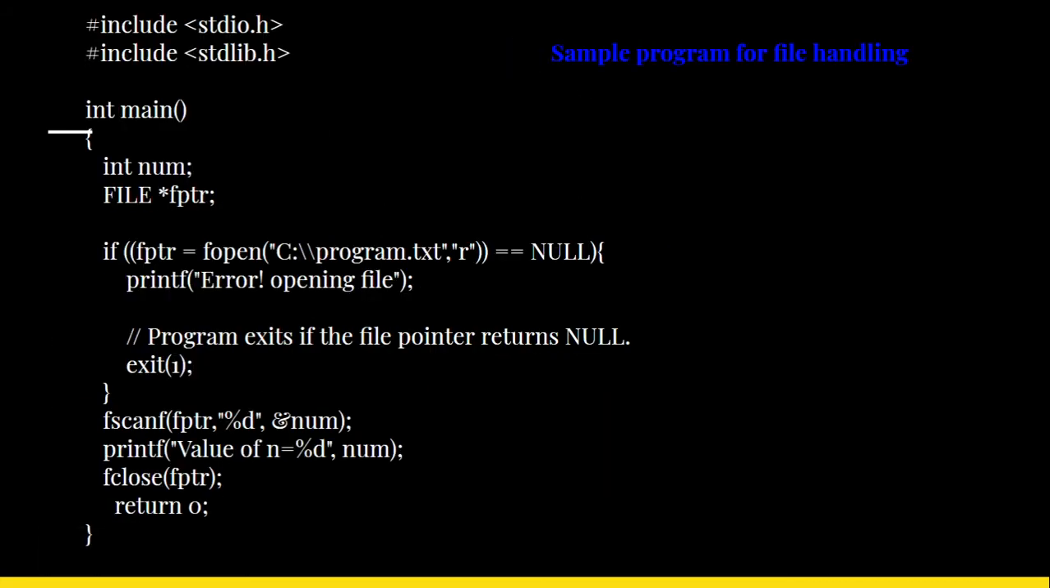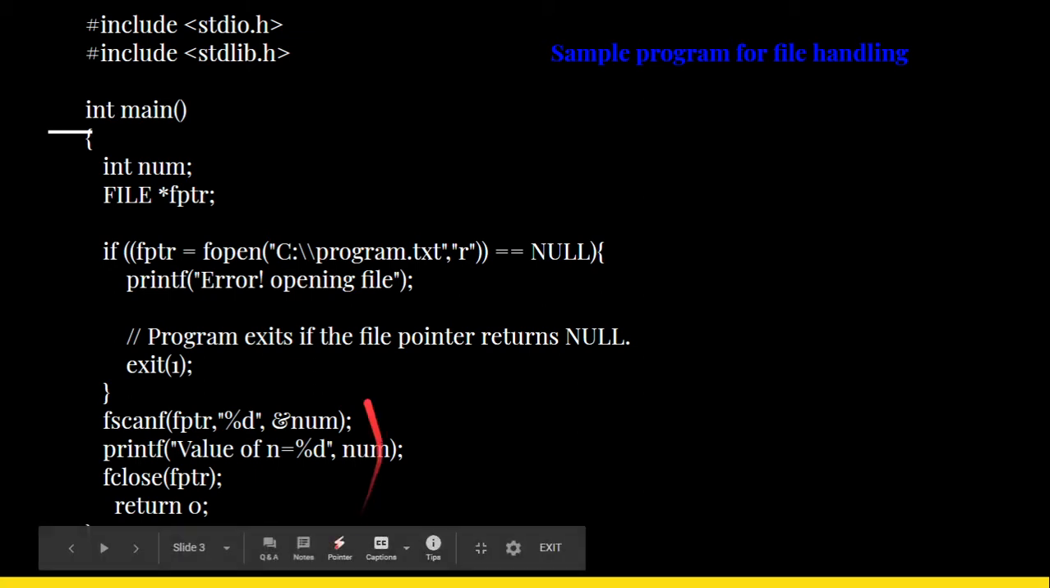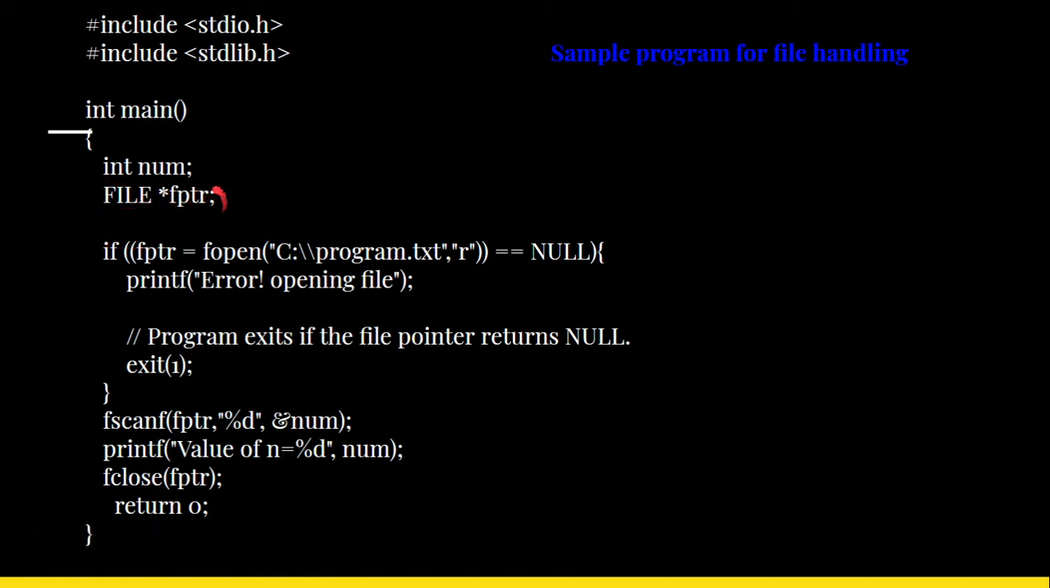Here I have given a sample program just to show how a file is handled in C. This usually has include stdio.h and stdlib.h, using some standard libraries. Int main, int num, here FILE. This is the main thing you are going to focus on here. We have FILE as the keyword and fptr as the file pointer.